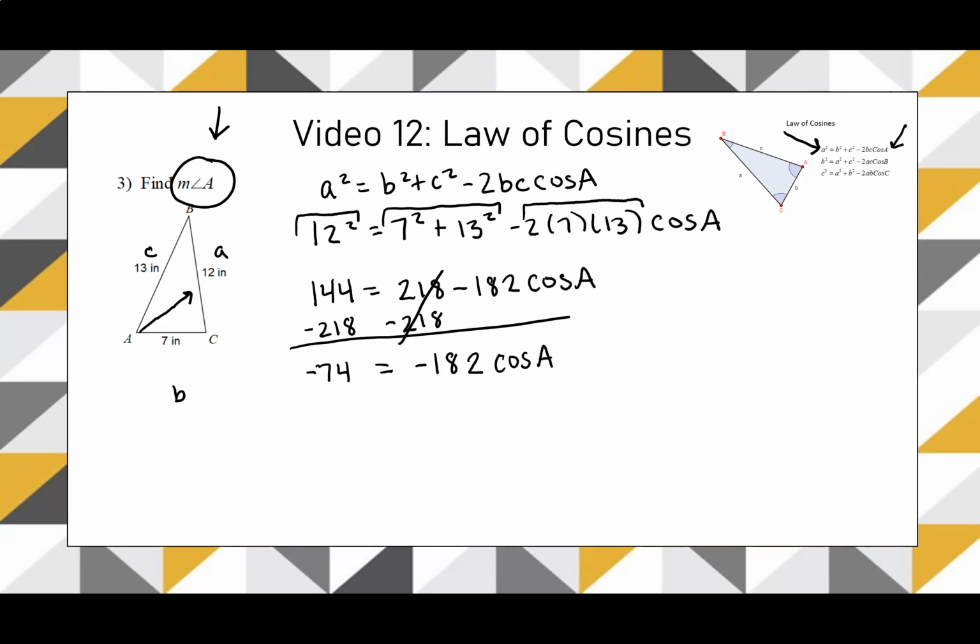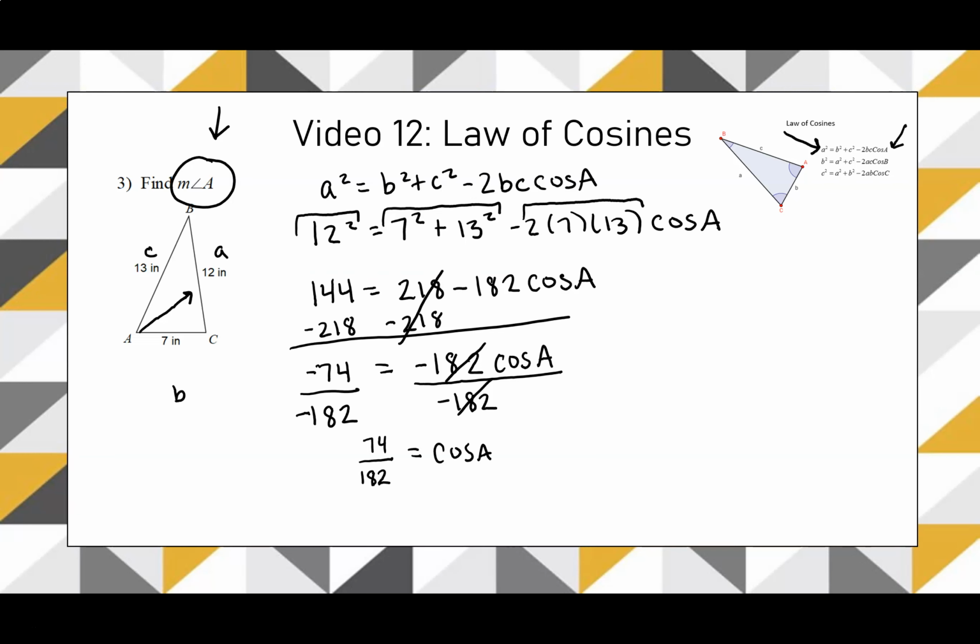Okay, next thing I'm going to do is divide by negative 182 because I want to get cosine A all by itself. So I'm dividing by negative 182. Okay, this cancels here, and I'm left with cosine A is equal to, and the negative over a negative is just positive, so I'm going to write this as 74 over 182.